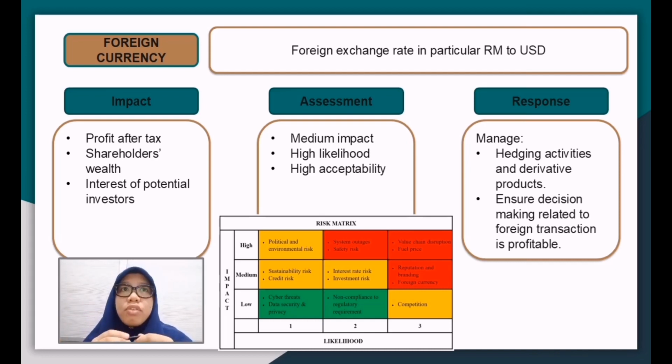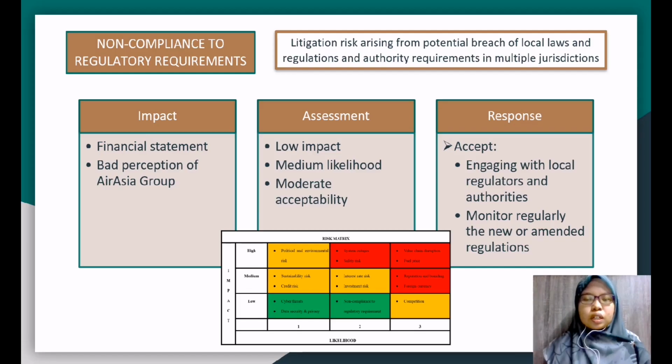So in the risk matrix, the impact is medium and the likelihood is high. So the assessment is a high acceptability. The response to this risk is to manage by using hedging activities and derivative products. And also they need to ensure the decision making related to the foreign transaction is profitable to the company.